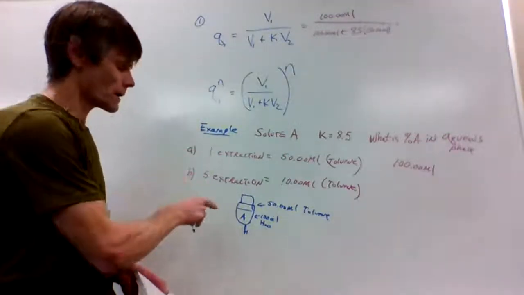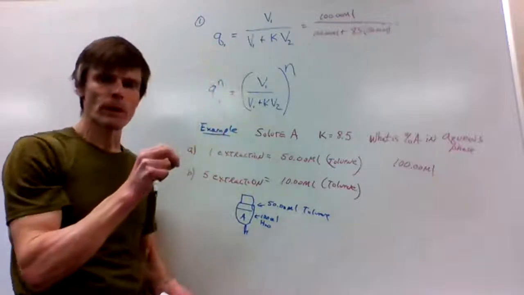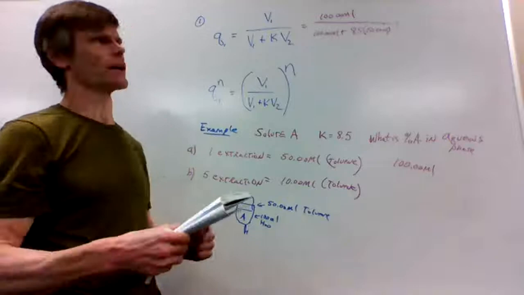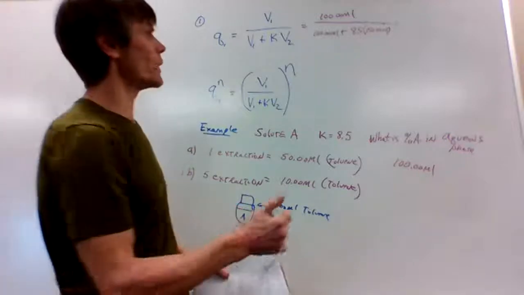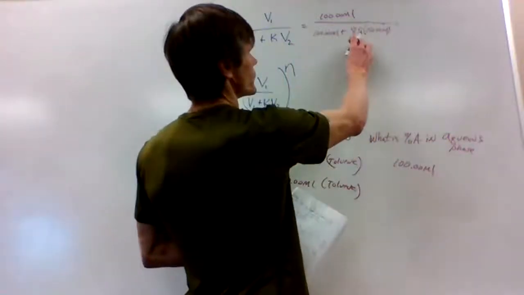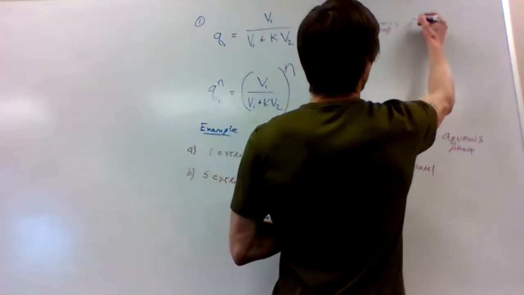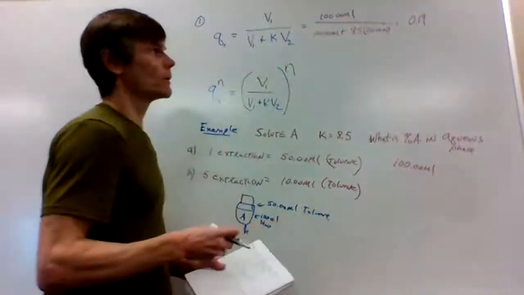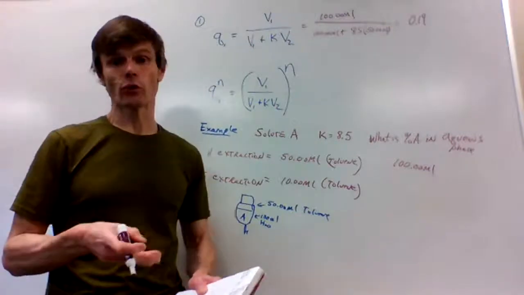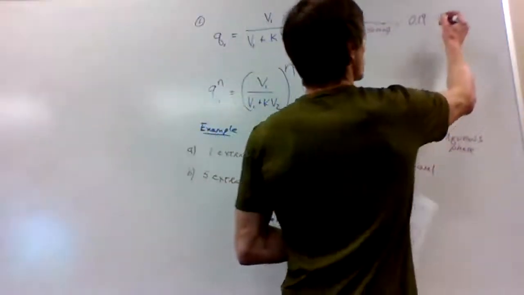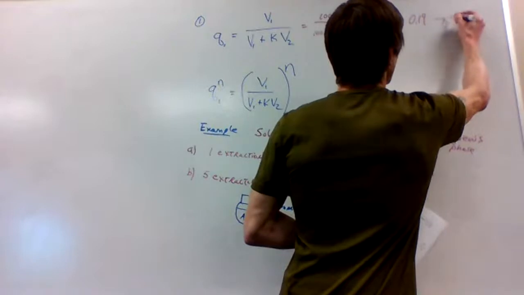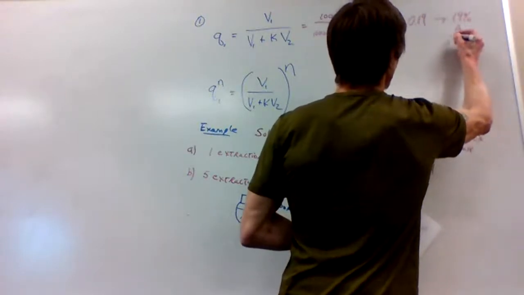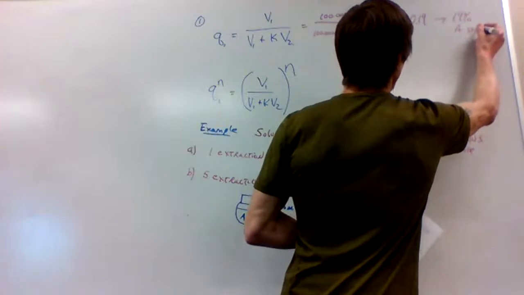Well, we want Q to be small because we want more of it to be in the organic phase. So what's Q after one extraction using 50 milliliters? The fraction is 0.19, or if we convert that into a percentage, 19% of A is still in the water.